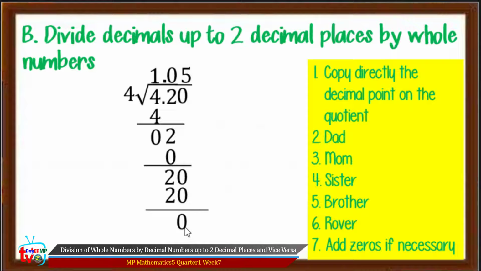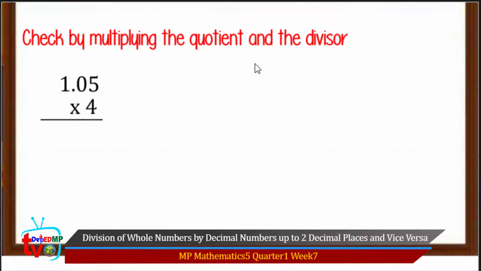How are we going to check if our answer is correct? Let us do the same. We should multiply the quotient and the divisor. The quotient is 1.05 and our divisor is 4. So, let us have first this one. 4 times 5 is 20. We'll write 0 below 4, regroup 2 above 0 because 0 is the next thing to be multiplied by 4. Let's multiply again. 4 times 0 is 0 plus 2 is 2.